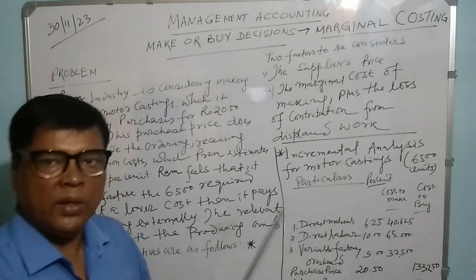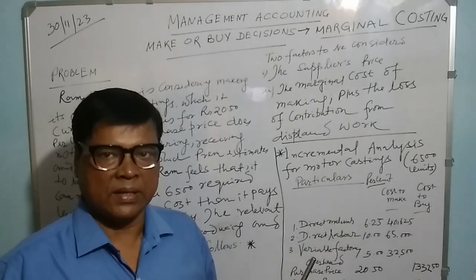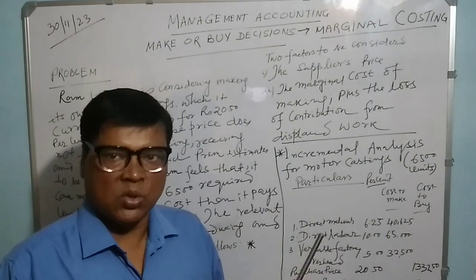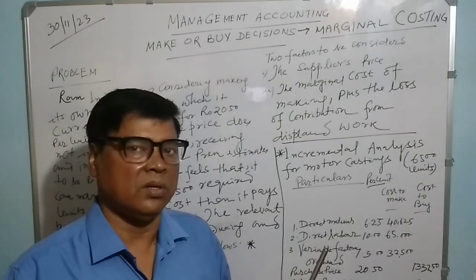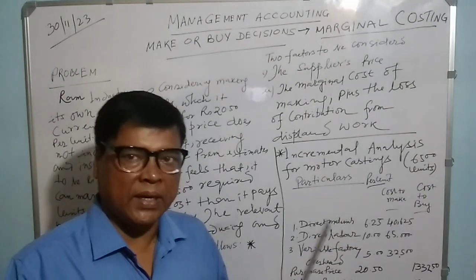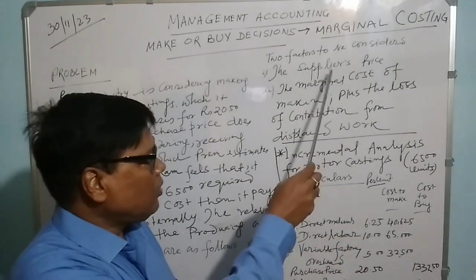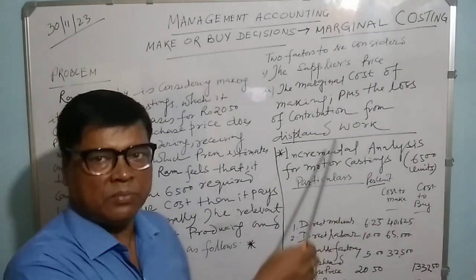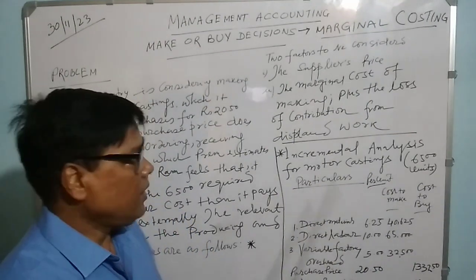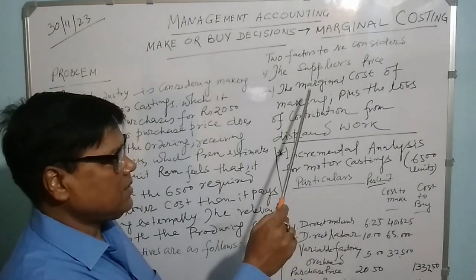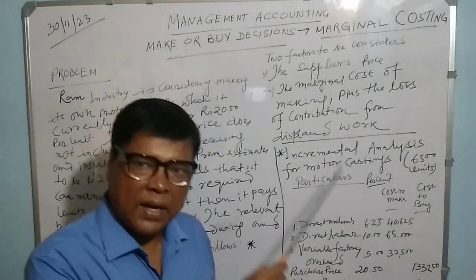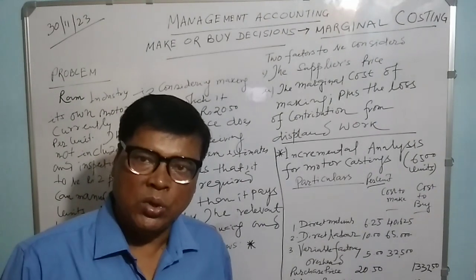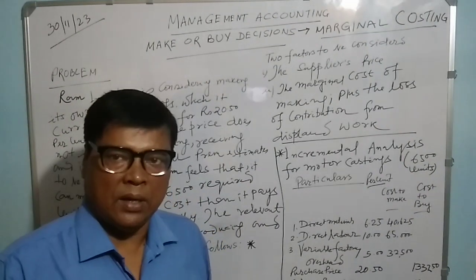You see, when you are making a product, some space you are occupying, some machine you are utilizing. So simply the marginal cost is not enough. Instead of making that product, if you could outsource, that space you can utilize for some other purpose. So that's why your total cost of making is the marginal cost plus the loss of contribution which you could otherwise earn.